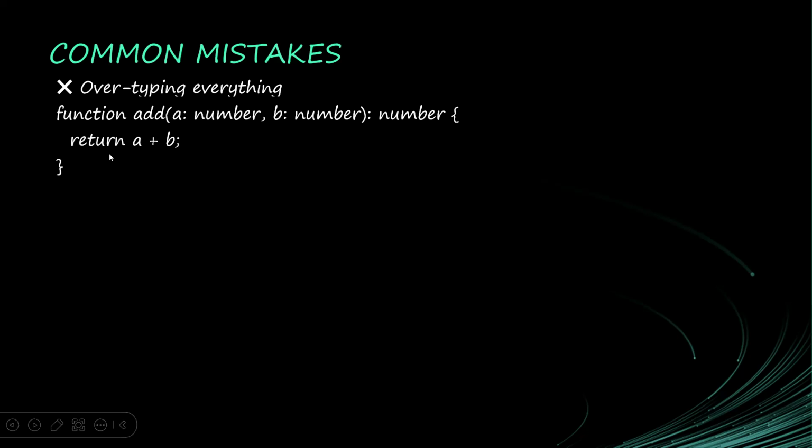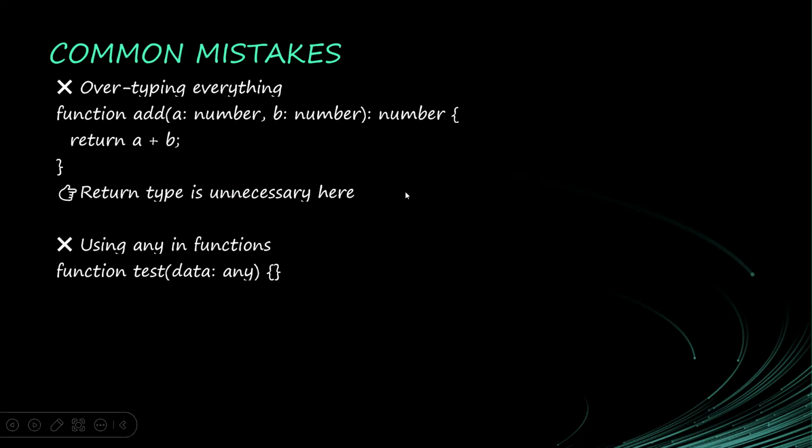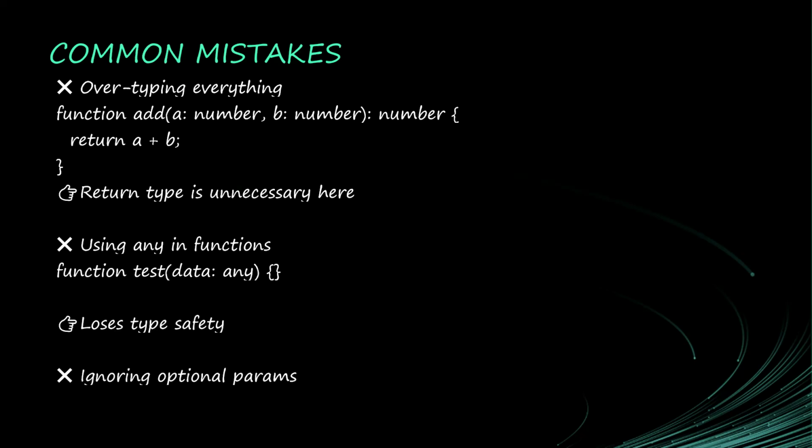In this case now, since we are returning a plus b, TypeScript will infer that it's a number. So there is no need to add the return type. But for me, I use this because if I'm writing a long function, it's like a check for me, so that I don't accidentally return something else that I didn't intend to. Using any in functions, don't use any. Make sure you're using the right type, or you use unknown, and also check for the type. Ignoring optional params: when you have optional parameters in your function, make sure that you write your code to check for whenever the parameter is missing.